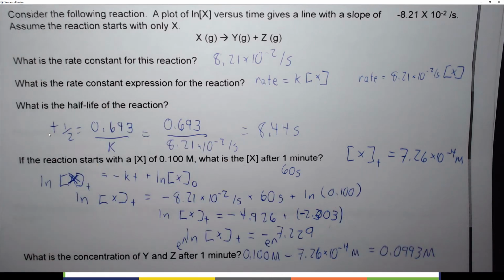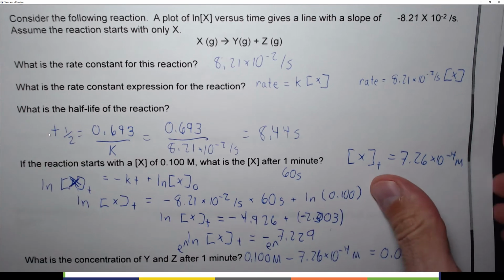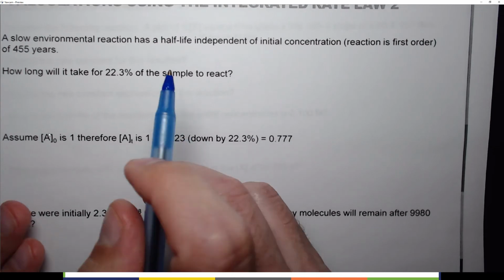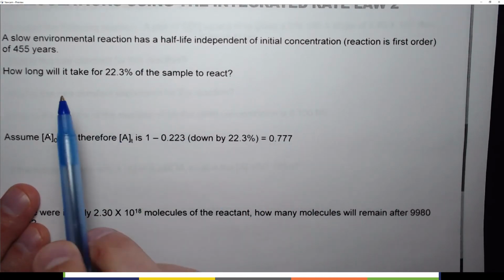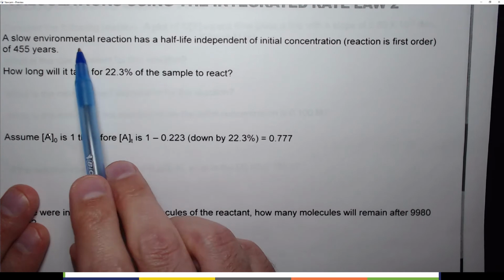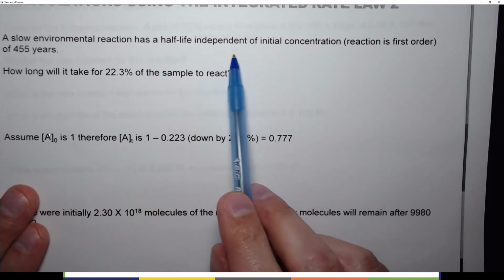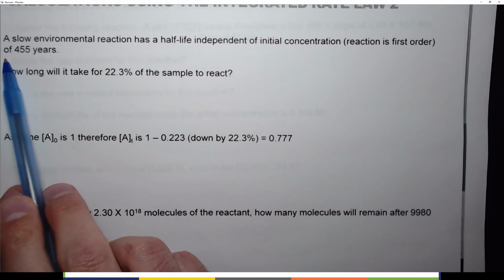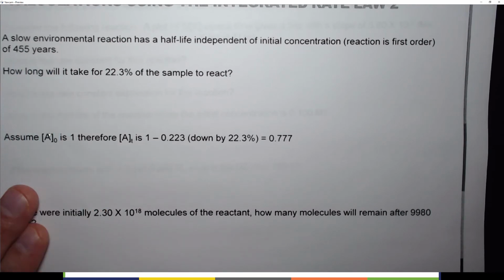Let's look at another example where we go through a similar type of problem, but we're looking for some different variables. In this case, we have years as the amount of time instead of minutes. It says a slow environmental reaction has a half-life independent of the initial concentration. So it's a first-order reaction, and the half-life is 455 years.